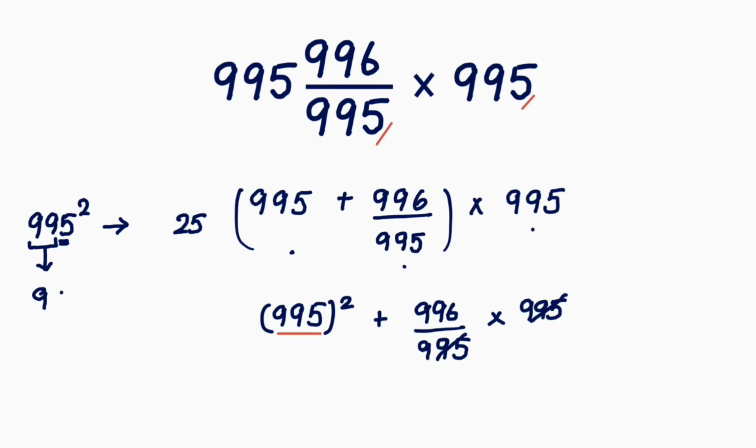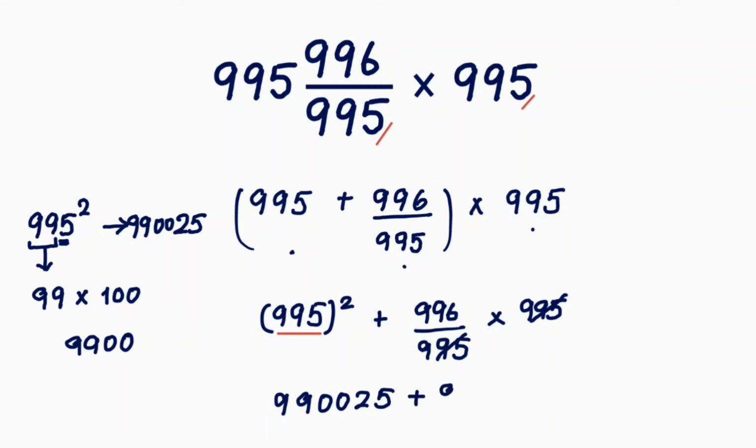In this case 99 is the remaining number. Multiply it with the next number, that is 100. This comes 9900. Simply write it before 25. So the square becomes 990025. Write this here. 991021 is your final answer.